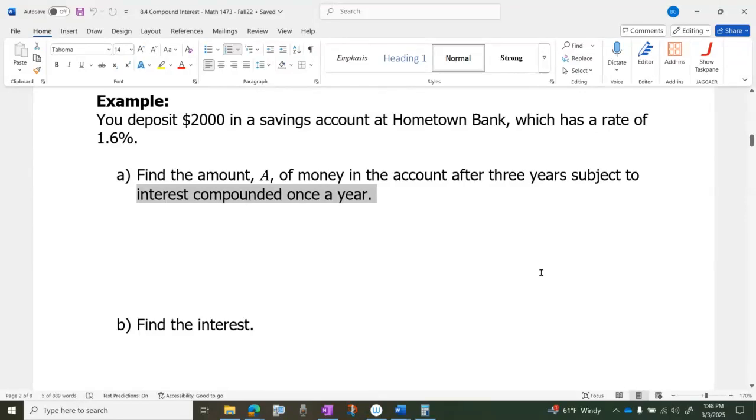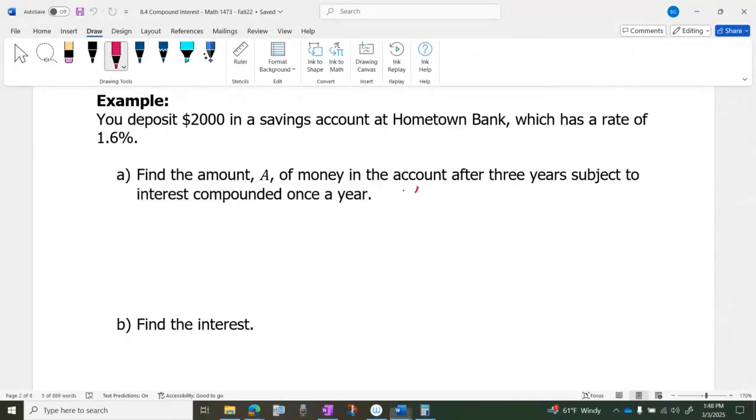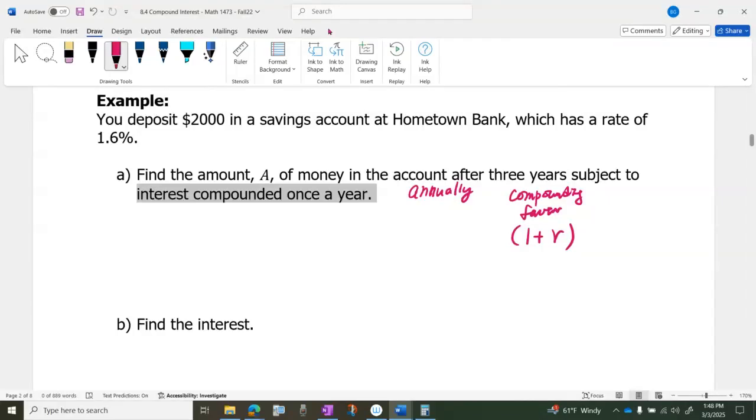Compounded once a year, right? It means your interest is compounded annually. You want to write down the keyword annually on your scratch paper. Your interest is compounded annually. So your compounding factor is 1 plus the annual interest rate. Remember, the compounding factor is always 1 plus the rate. Since your interest is compounded annually, it's 1 plus the annual interest rate.